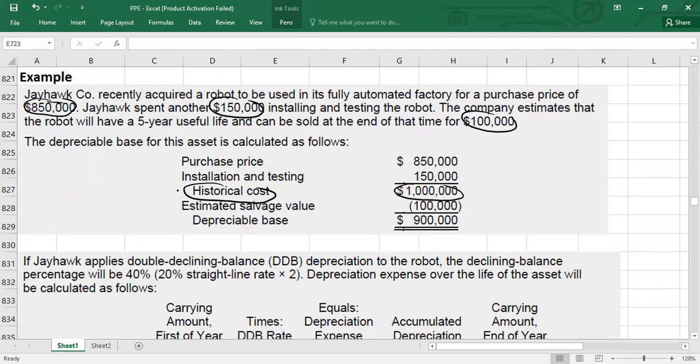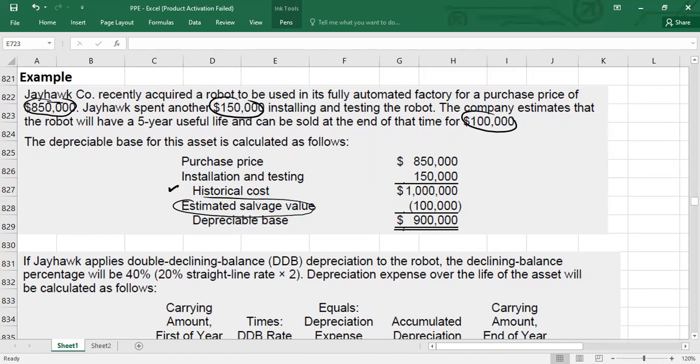Okay, you will take the asset cost, which is 1 million, minus the salvage value, which is $100,000. So you will get the depreciable base, which is equal to 900,000. But when you calculate the depreciation under the declining balance method, this residual value you don't need to subtract from here. Okay, so how you will do it, let's have a look.